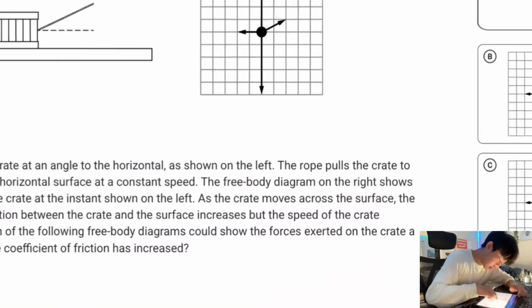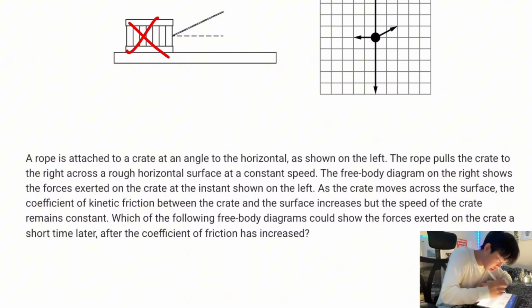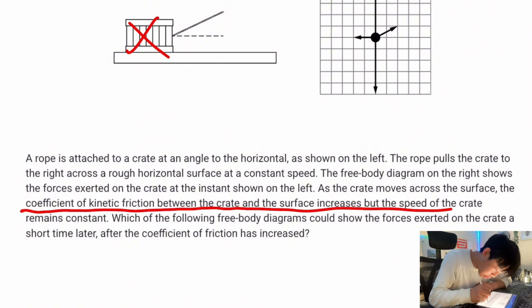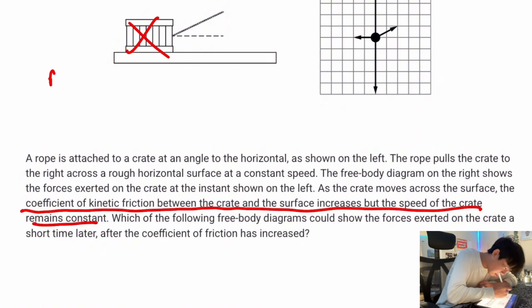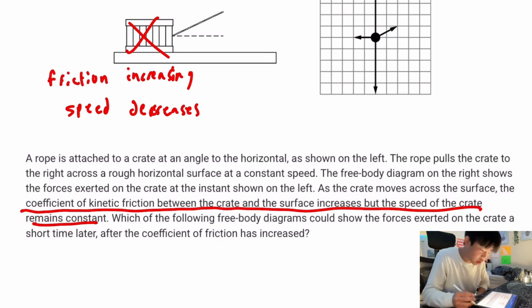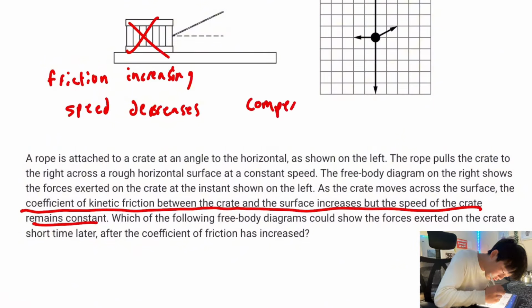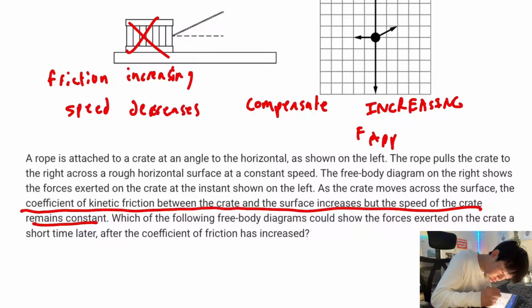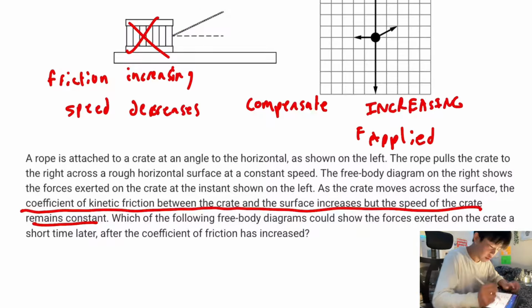But anyway, basically all I need to care about is that there's a box, this boy right here, and he's moving across the surface, and the friction is increasing, but the speed of the crate remains constant. So anytime you have friction increasing, what happens to the speed? The speed decreases. But this situation is not like a regular situation because it says the speed remains constant. So what does this mean? You need to compensate by increasing F applied. F tension, F applied, whatever, same thing.